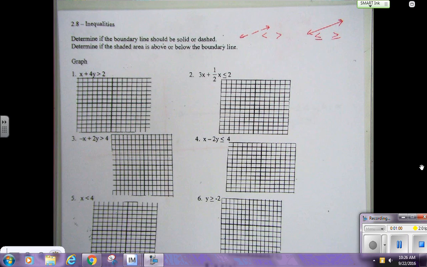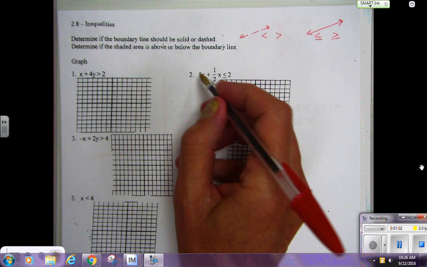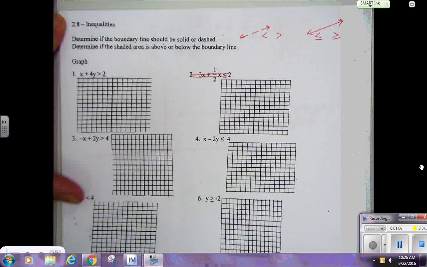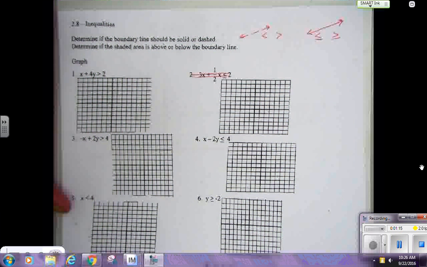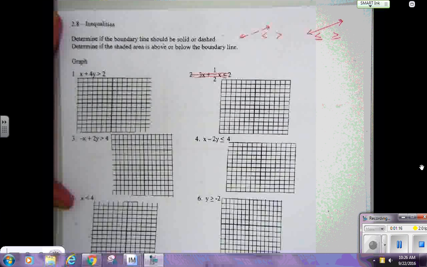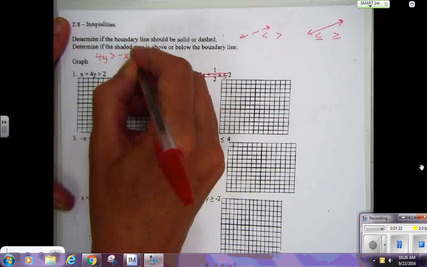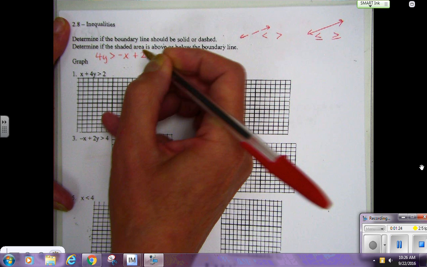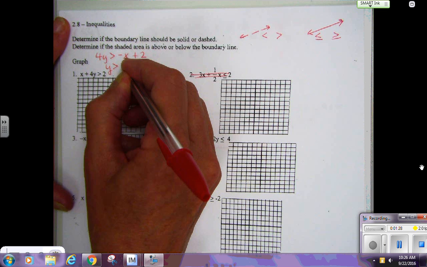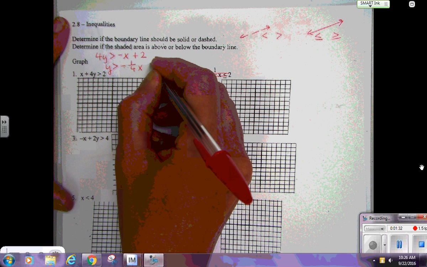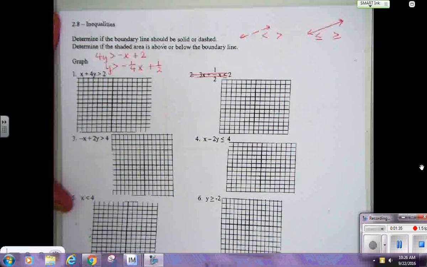So let's look at number 1. This is just a line, x plus 4y is greater than 2. So the first thing I'm going to do to simplify it a little bit is rewrite it in slope-intercept form. So I want to solve for y. Okay, so I'm going to subtract the x over, and then divide everything by 4. And the only time you want to flip your inequality is when you multiply or divide by a negative. You don't want to flip the inequality when you add or subtract.